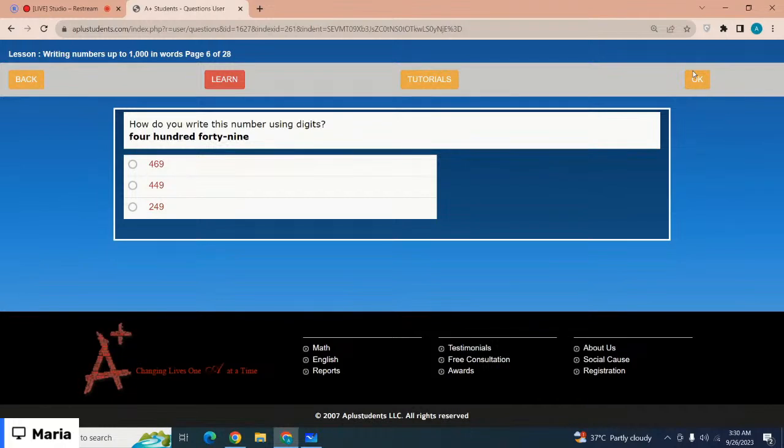How do you write this number using digits? 449, which is the correct option? 400 means 4 is at the 100 place, right? Then you have 49. So 4 is at the tens place, and then you have 9. So that would be option number 2, 449, right?